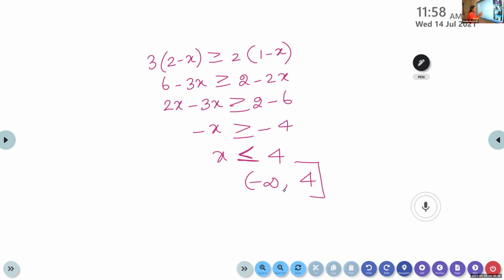If the equal to symbol is there, that number is included. So up to 4, till 4 we can take. So here we should write closed. Infinity we will not be able to write closed because we don't know its value. For infinity, whether positive or negative, it will always be open only. Is it okay?